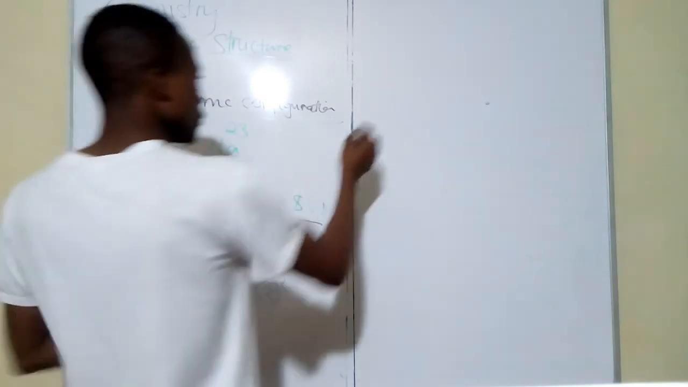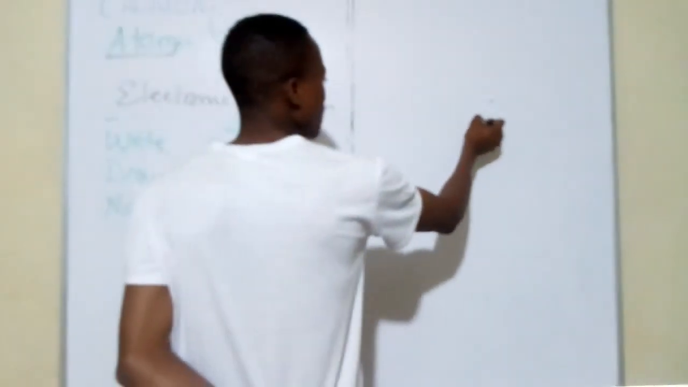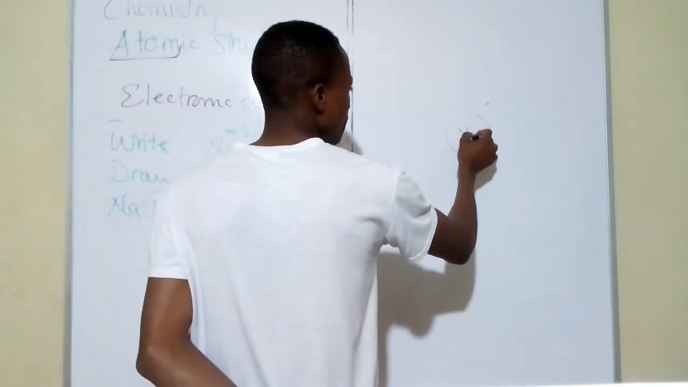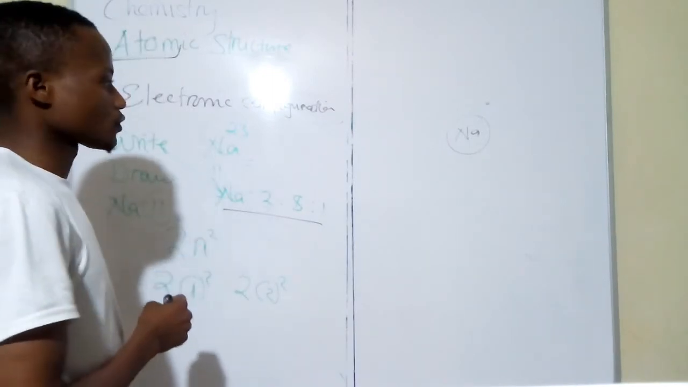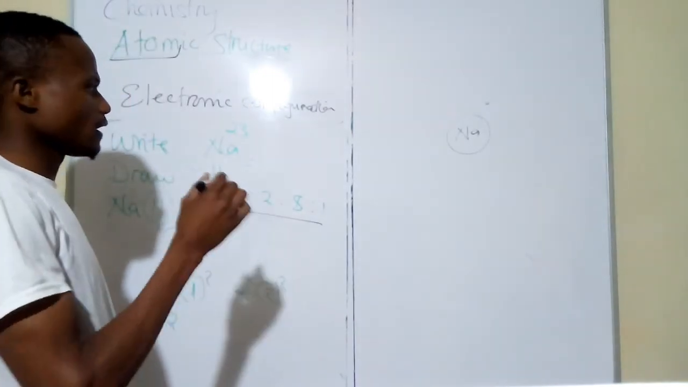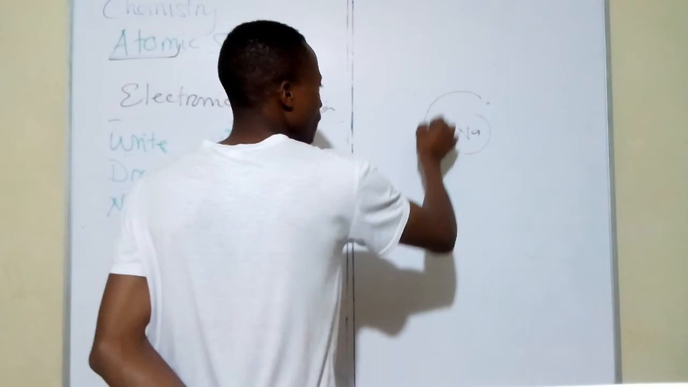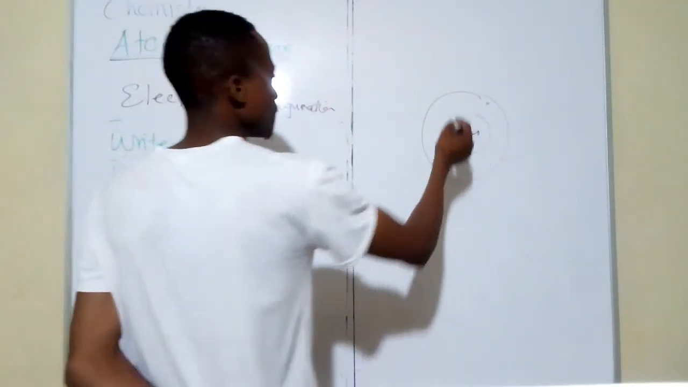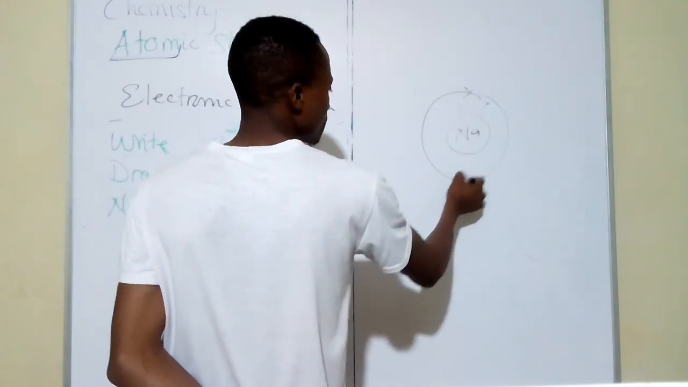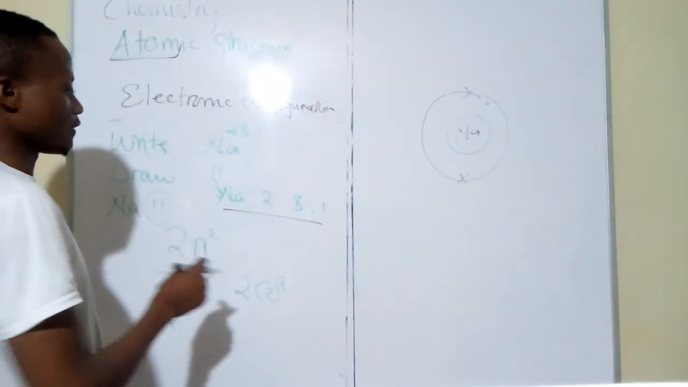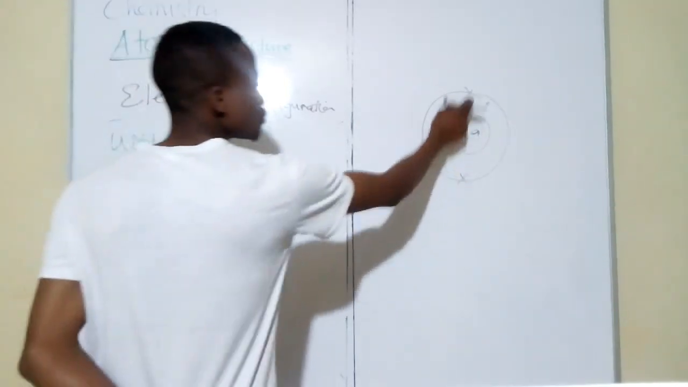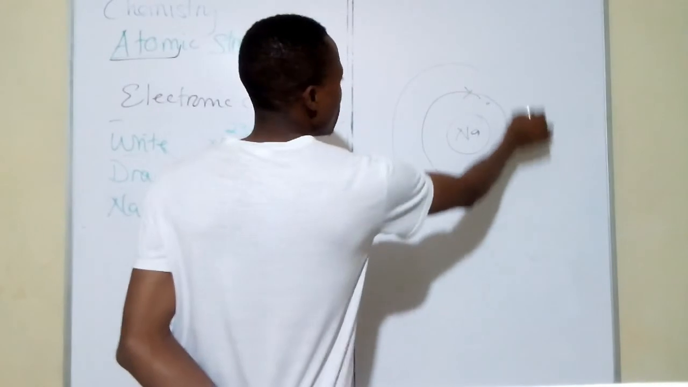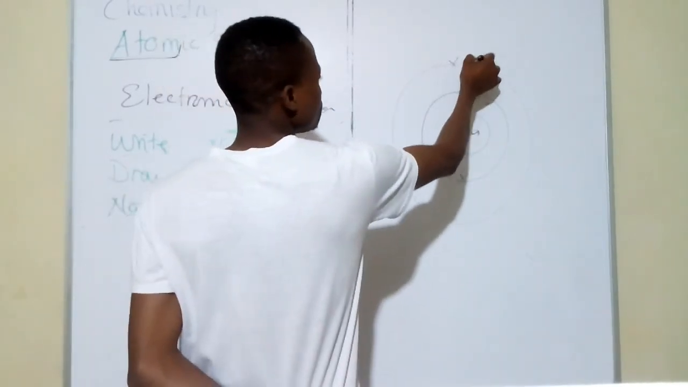So when drawing, you start by showing the nucleus. In the nucleus, in this case, you can just write the symbol for the element, sodium, Na. Then you draw the first shell. How many electrons are in the first shell? You can use any symbols, but the commonly used one is X. So we have 2 electrons, 1, 2 in the first shell. In the second shell, we have 8 electrons.